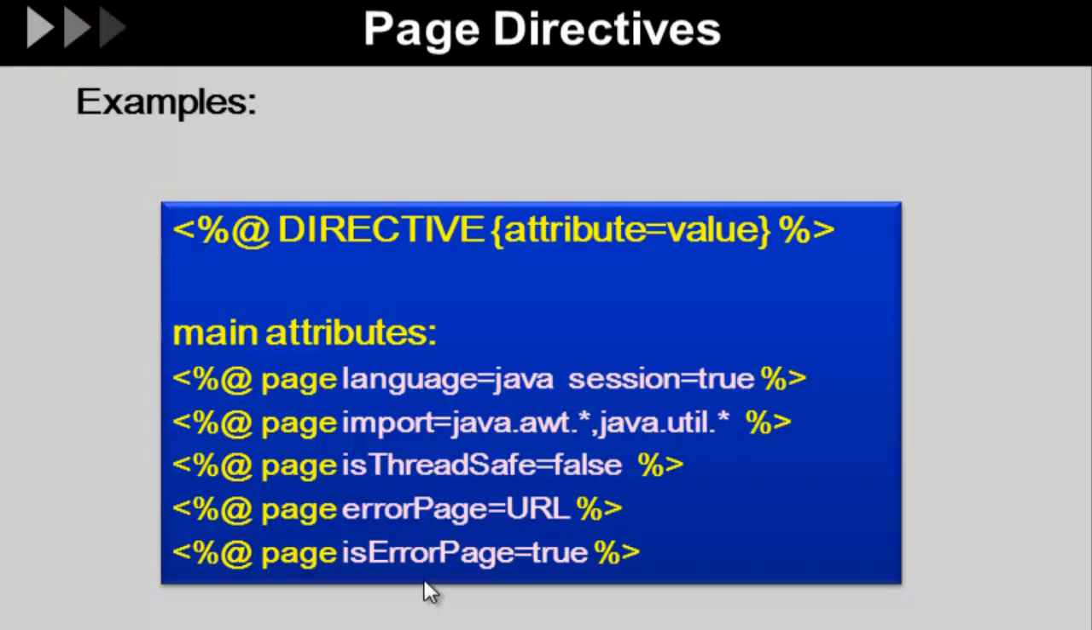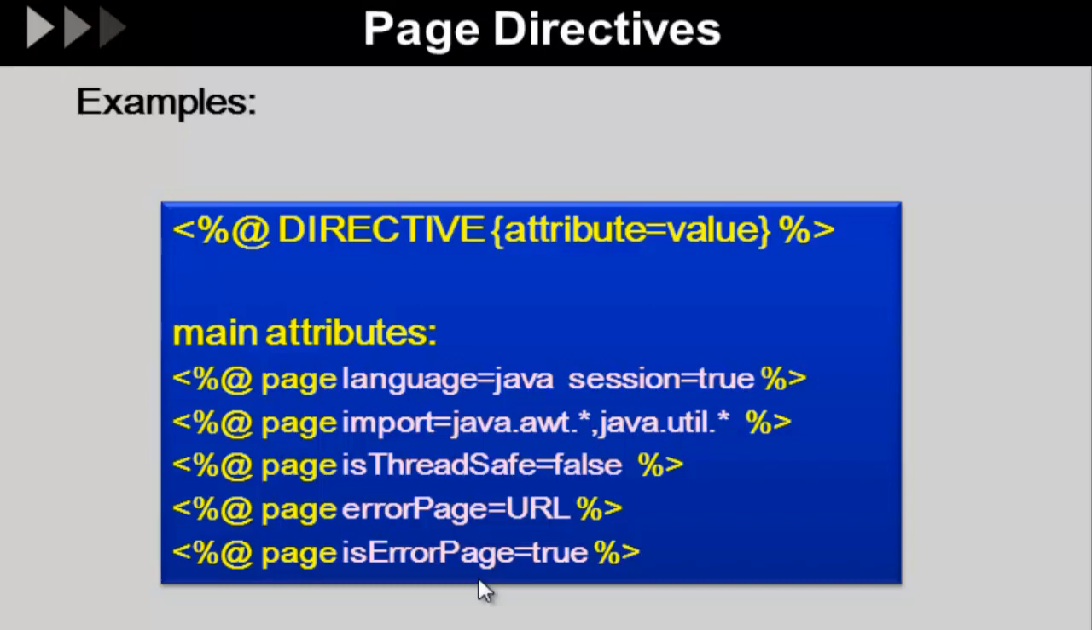The next one is isErrorPage. You are telling the compiler that this page is an error page. It's not one of the original pages. This page has to be shown only if there is an error in some other pages. So that is the meaning of saying isErrorPage is true. This is an error page. It's not something that has to be shown during the normal execution.